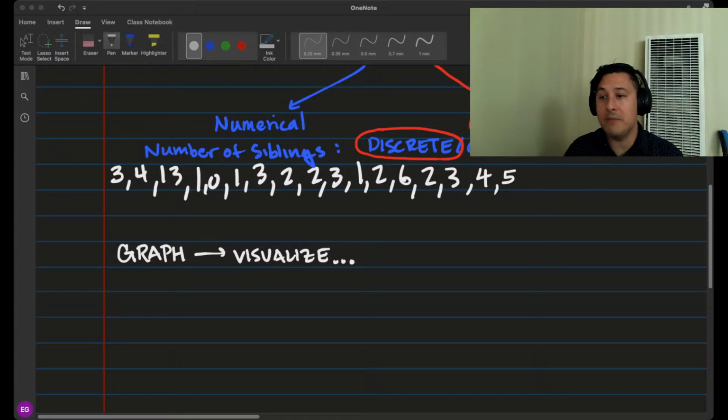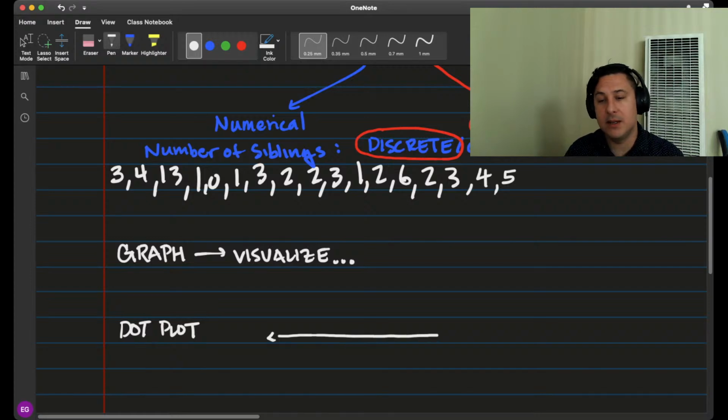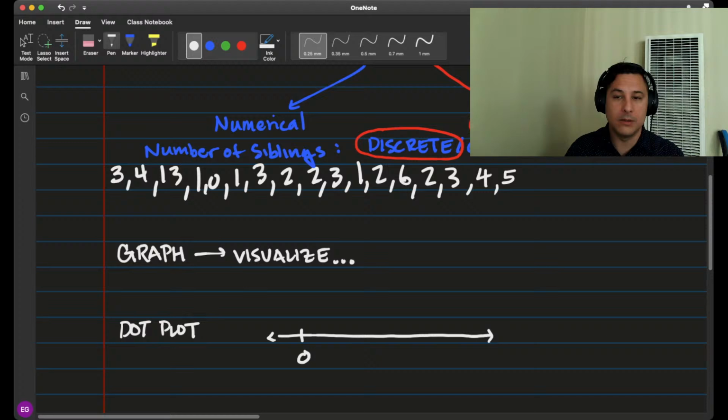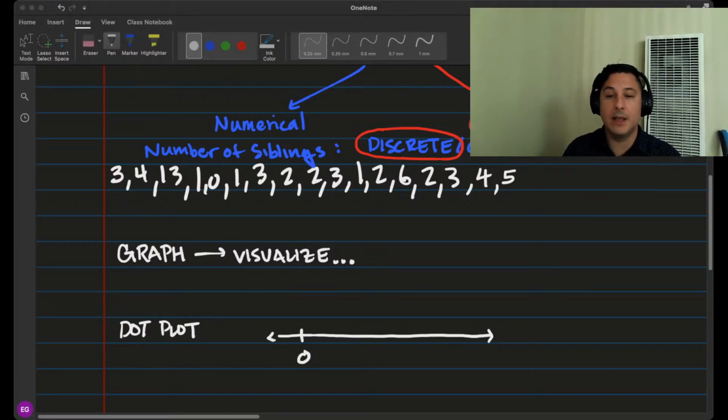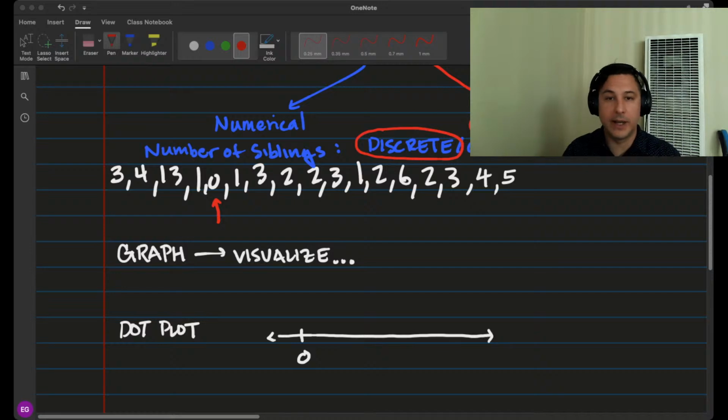A very common method to use is called a dot plot. What a dot plot does is, because it's discrete, you can count to see how many of each value there is in your data set. So we would start right here at the value 0. And you ask yourself, how many people in this data set responded with a 0? Hopefully you can see that this 0 right here is the only 0.